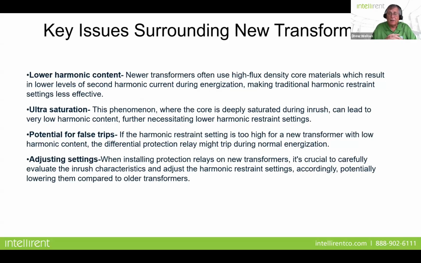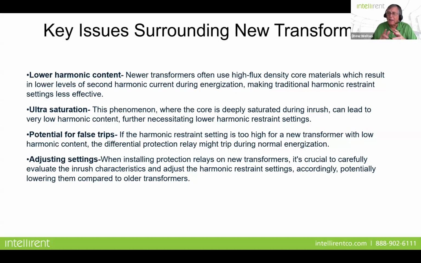use high flux density core materials, and that results in lower levels of second harmonic current during energization. So if you have a brand new transformer and you use a typical setting of 20%, you may get a nuisance trip because the core is deeply saturated during inrush, and that can lead to very low harmonic content, which means that you've got to make that harmonic setting a lot lower than 20%. I've seen them go down to 8 or 10% based on the design of the transformer itself. So it's important to understand that.